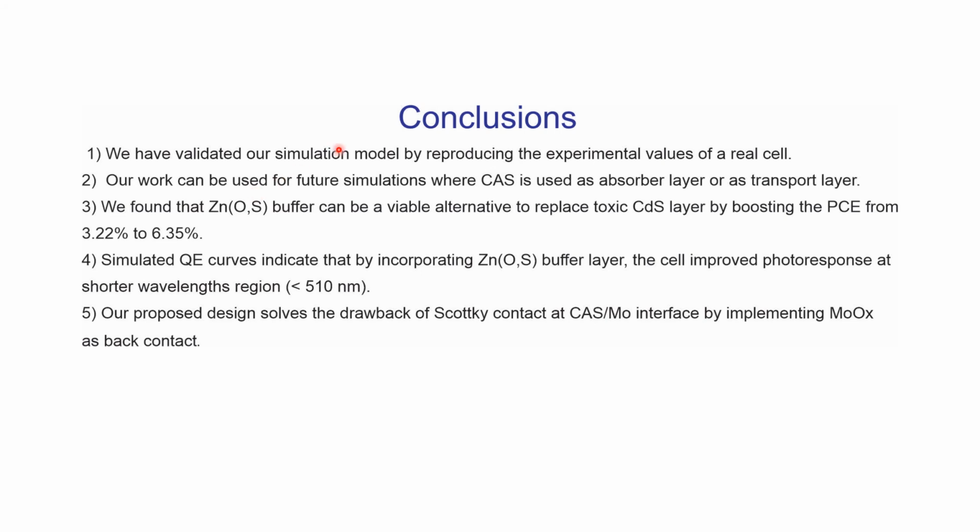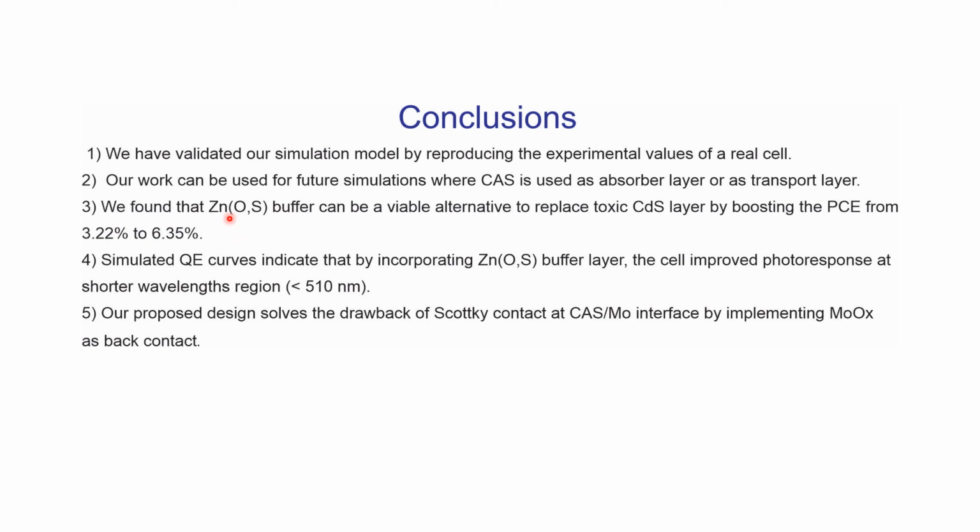Finally, we have here our conclusions. The first one, we have validated our simulation model by reproducing the experimental values of a real solar cell. And second, our work can be used for future simulations where copper antimony sulfide is used as absorber layer or as transport layer, for example, in perovskite solar cells.